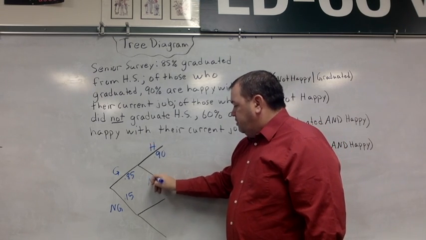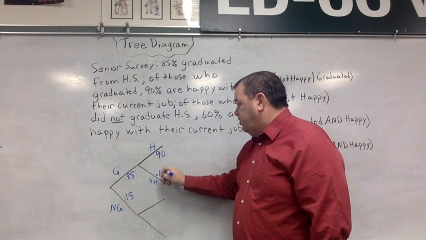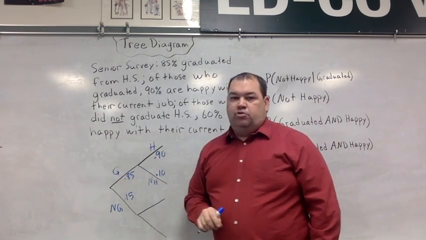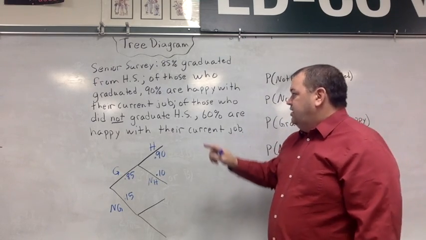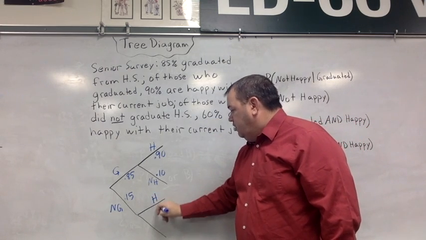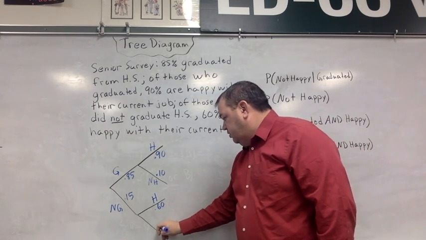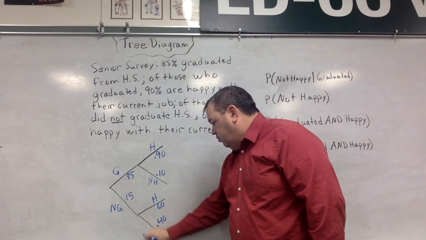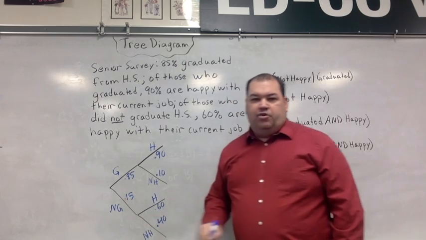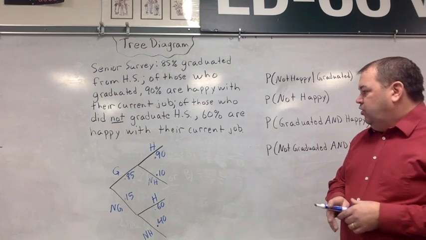So that means there must be some that are not happy. I can figure out that calculation. That's got to be the other 10%. That accounts for 100% of those who graduated. Now, for those that did not graduate, 60% said they were happy with their current job. That means the other 40% must be unhappy or not happy with their current job. So there's 100% of the non-graduates. Now, I can do some calculations, but let's see if we need them as we go along.